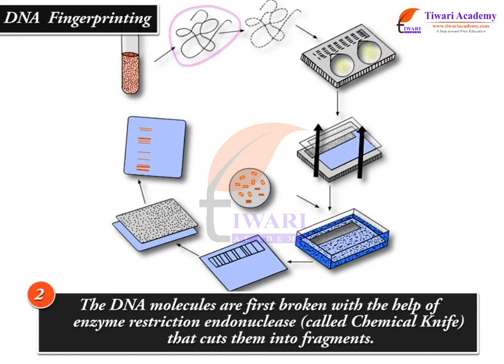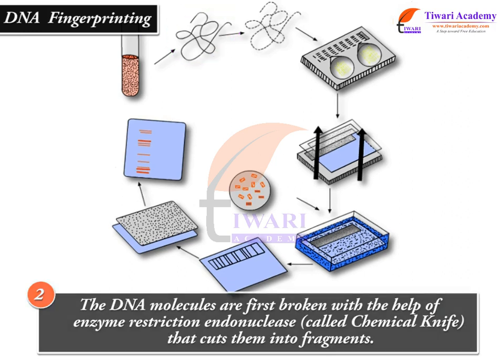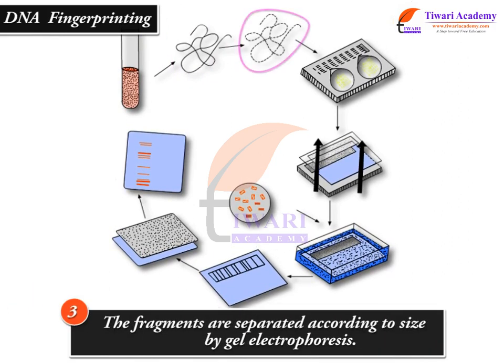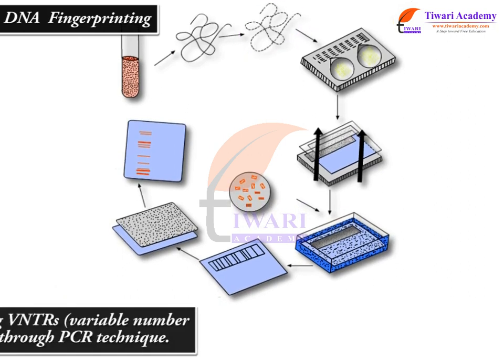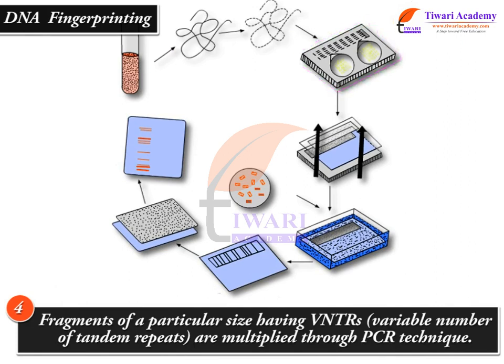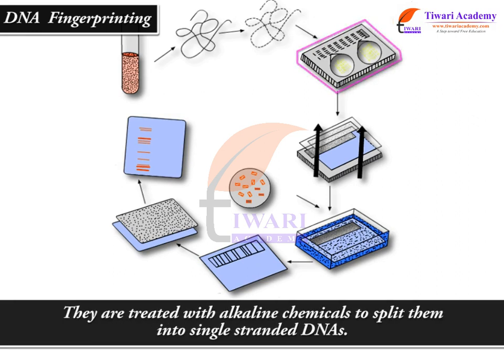2. The DNA molecules are first broken with the help of the enzyme restriction endonuclease, called a chemical knife, that cuts them into fragments. 3. The fragments are separated according to size by gel electrophoresis. 4. Fragments of a particular size having VNTRs, variable number of tandem repeats, are multiplied through the PCR technique. They are treated with alkaline chemicals to split them into single-stranded DNAs.